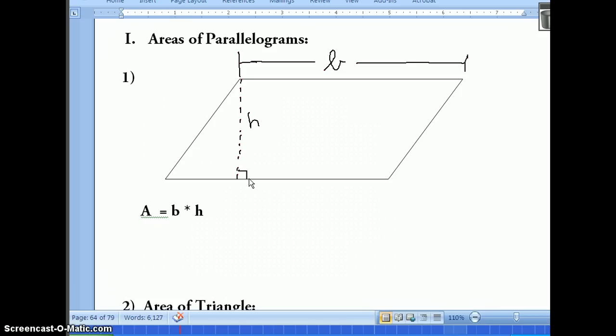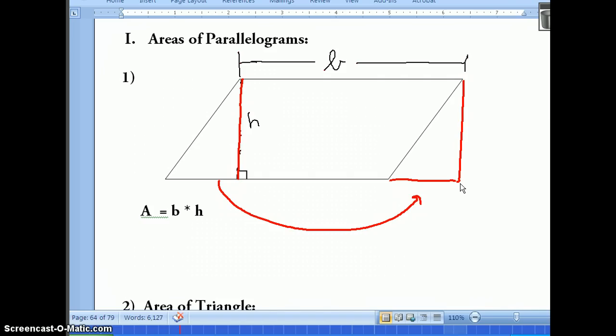Now the proof of this is very simple, and we're going to prove this actually in a hands-on activity tomorrow. But basically, we're going to have you draw a parallelogram in class tomorrow, and then you're going to cut right along this broken edge here. You're going to cut this off, take this triangle and move it, and you're going to find that it's going to fit perfectly right in here.